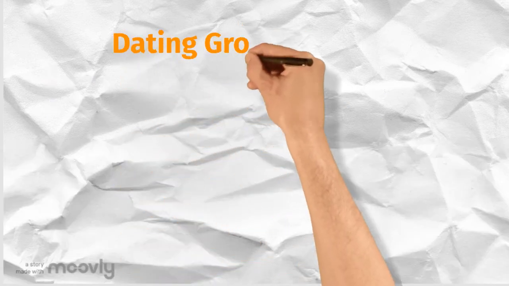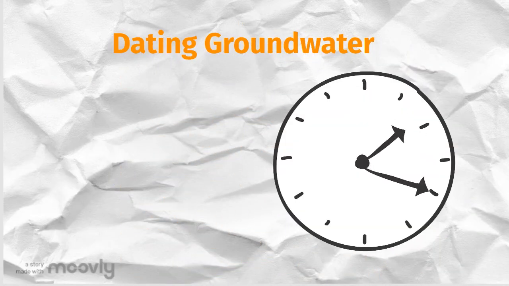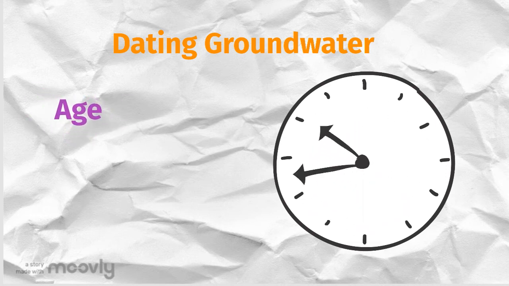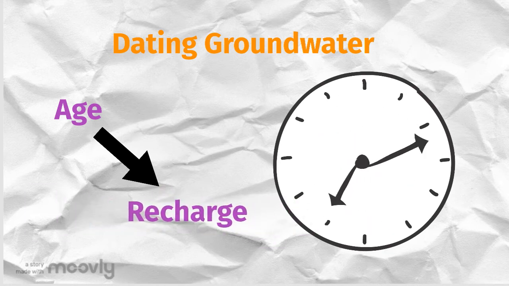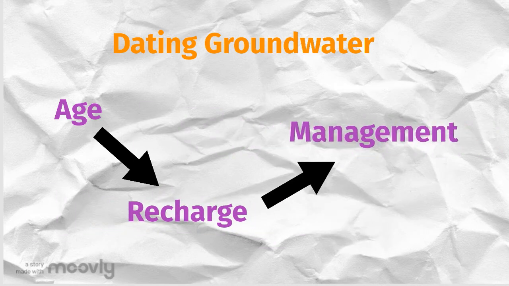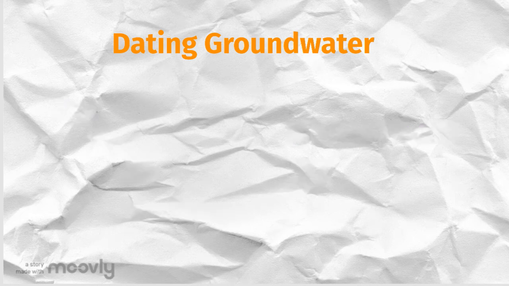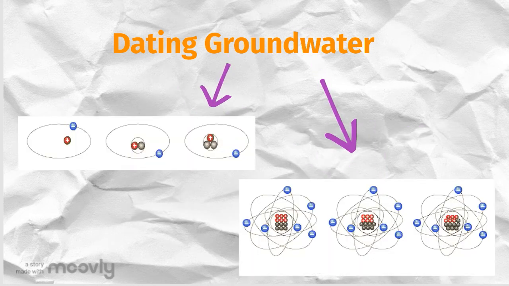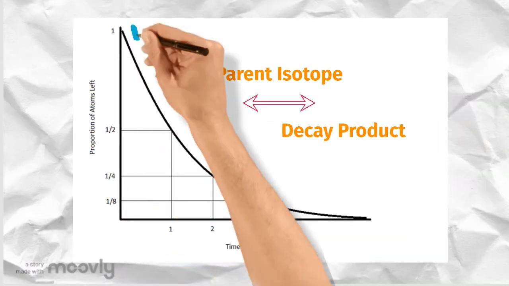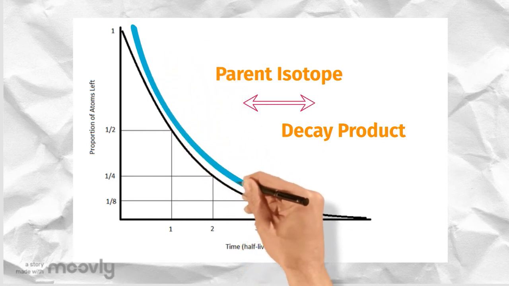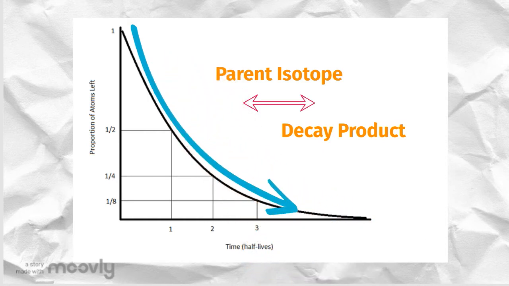This is where dating groundwater comes into play. If we can determine the age of groundwater, this will give us an idea about how quickly the aquifer recharges and ultimately help us manage groundwater resources. Dating can be done using isotopes. This method compares the amount of a naturally occurring radioisotope to its decay product. The amount of decay that has occurred can tell us how old the water is.